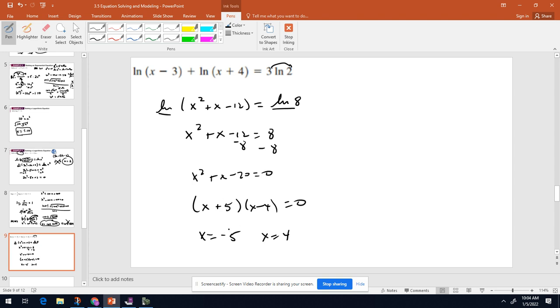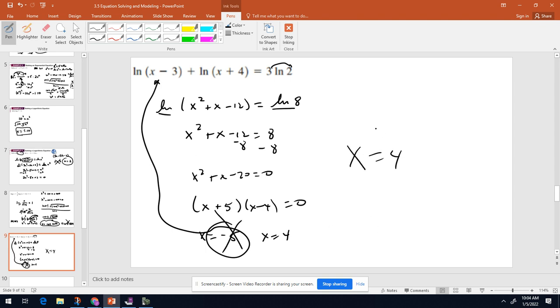I have to go back to the original problem. If I take this and plug it in, negative 5 and minus 3 is a negative 8, won't work. So my answer here is x equals 4.